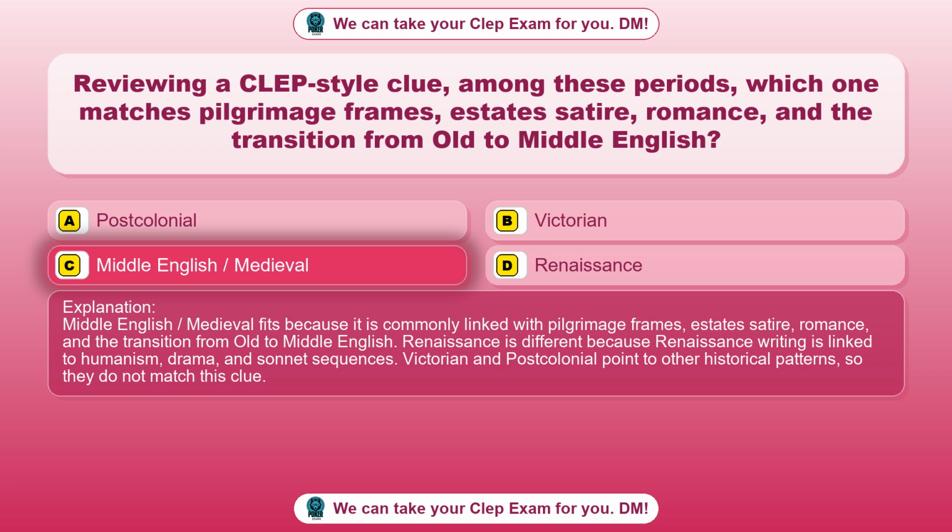Old to Middle English. Renaissance is different because Renaissance writing is linked to humanism, drama, and sonnet sequences. Victorian and post-colonial point to other historical patterns, so they do not match this clue.